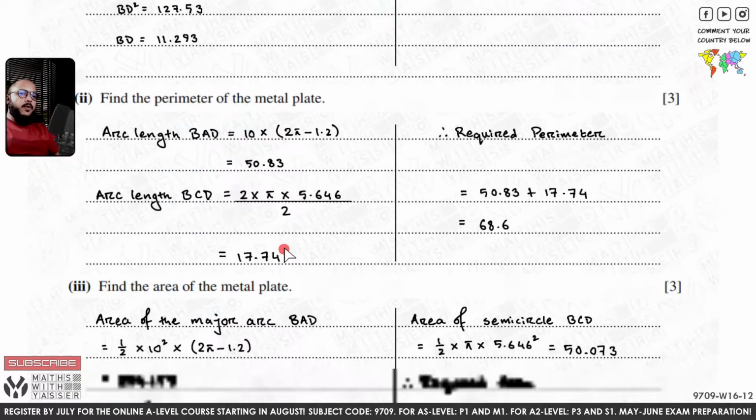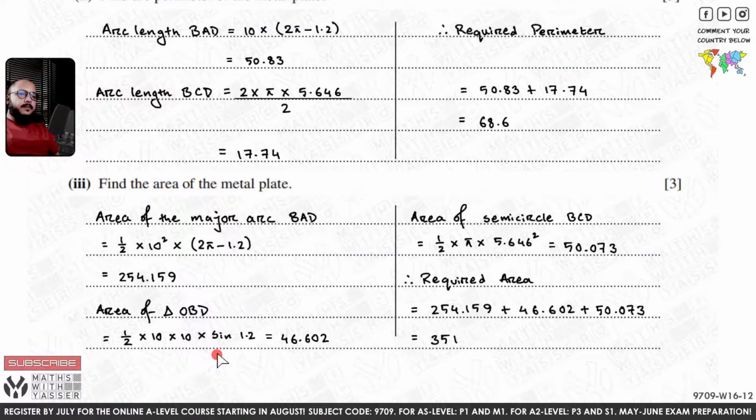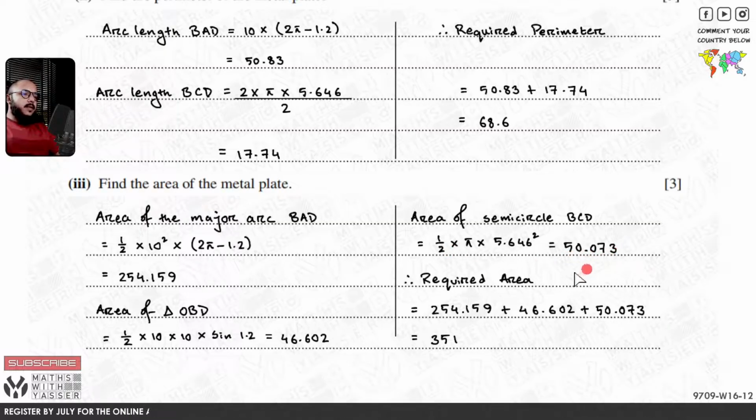And the area of the triangle, since we know the two sides and the angle between them, we can use the formula half ab sine theta. So it will be half times 10 times 10 times sine 1.2, and that gives us 46.602. And area of the semicircle BCD will be again half pi r square. Since pi r square is the area of the complete circle, for a semicircle it will be half of that. So that gives us 50.073.